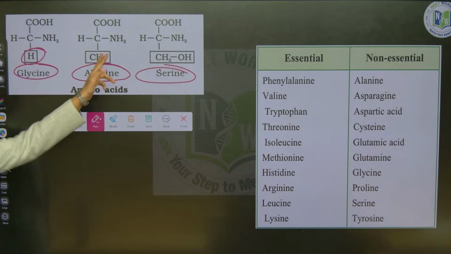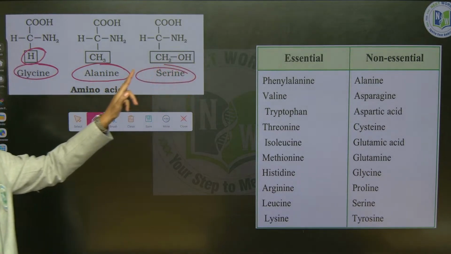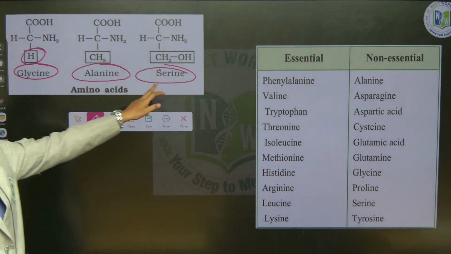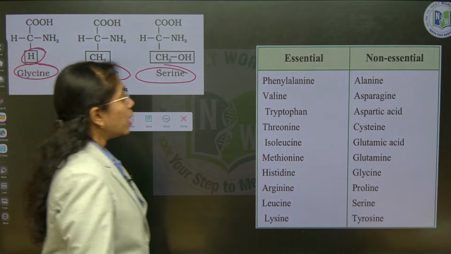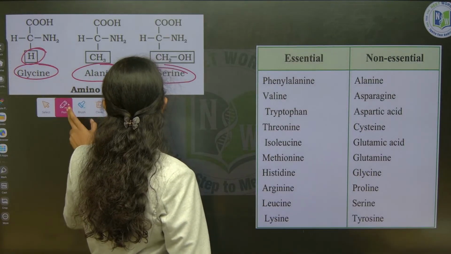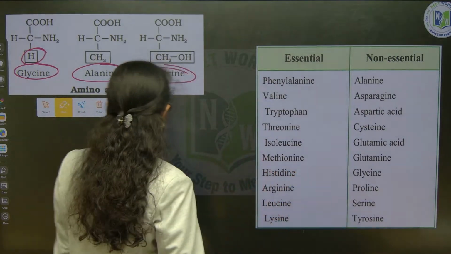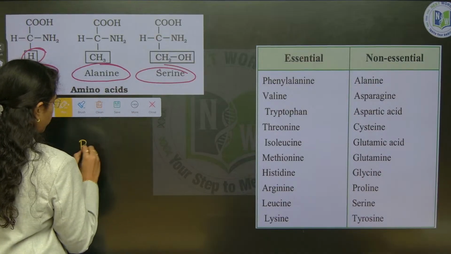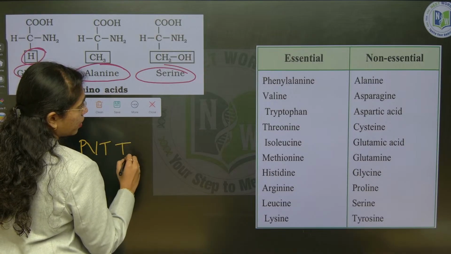Next, alanine has methyl group, serine has CH2OH group. Methanol, sorry, methanol, and here it is methyl group for alanine. Here, if you see essential and non-essential amino acids, to remember essential amino acids, I will give you a mnemonic. PVT Tim Hall.